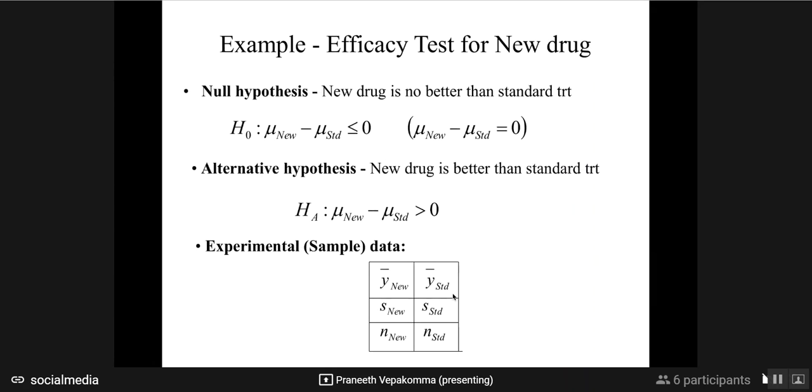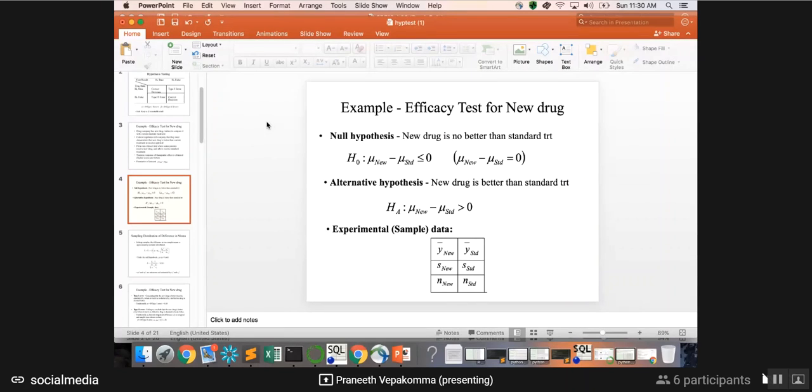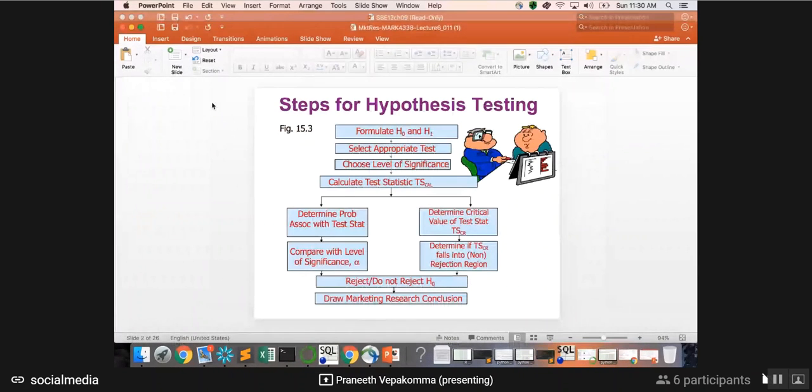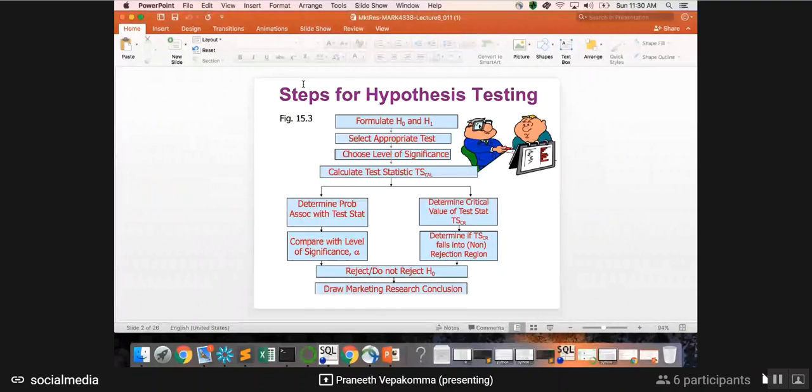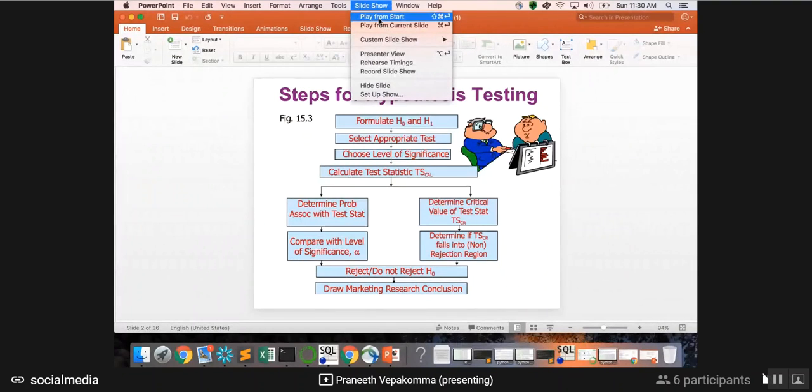So this was the example we talked about. We looked at this as one particular example. Now, before we jump into how hypothesis testing is done, it's really important for you to understand the overall workflow. So that's where I'm jumping to this slideshow.